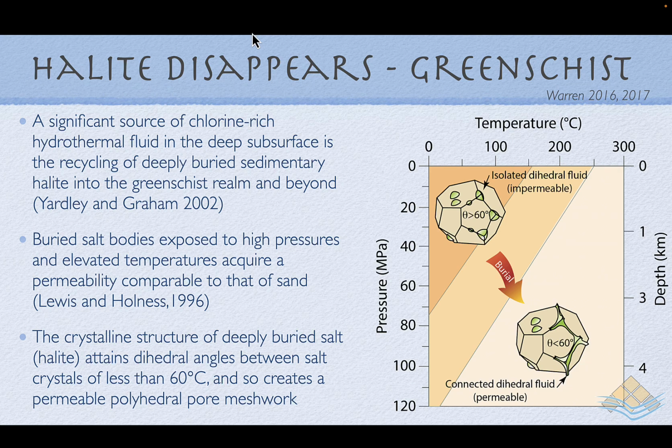So as we pass from temperatures going from less than 100 degrees to more than 100 degrees, this transition of halite as it pressurizes and changes its crystalline form with burial explains why we get a pulse of sodium chloride-rich waters and the transition of halite to scapolite as we move into the greenschist realm. This comes from a paper by Lewis and Holness, and it reinforces the notion of Yardley and Graham that many chlorine-rich hydrothermal fluids in the deep subsurface are related to the recycling and the alteration of sedimentary halite as it passes into the greenschist realm and beyond.